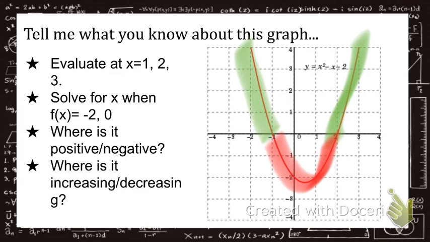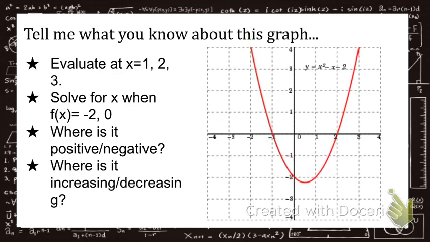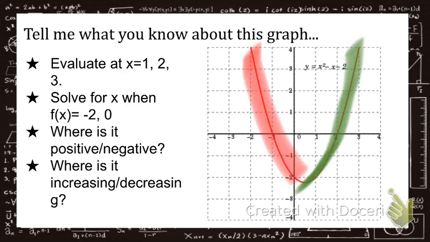Last question, where is it increasing or decreasing? This function is increasing here, wherever it's green, where it's going up, and it's decreasing here, wherever it's red, where it's going down. So from negative infinity to, that looks like 1/2, it is decreasing, and then from 1/2 to infinity, it is increasing.